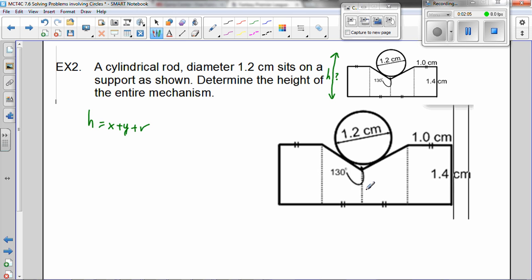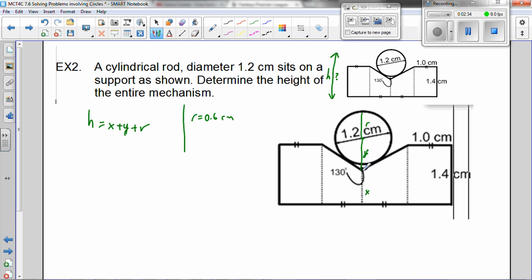I'm going to call this X, this piece here, Y. And then R is that piece, which is the radius. So the radius is 0.6 centimeters. So that piece we know. The rest is actually fairly difficult. Let's get at it.